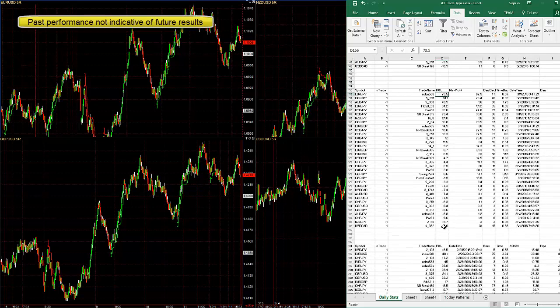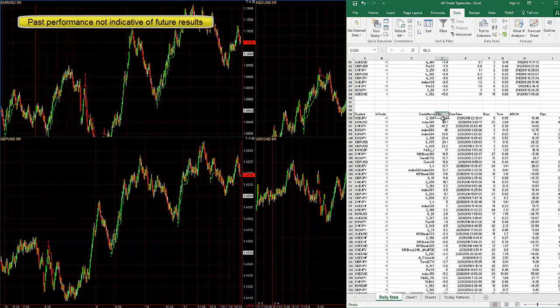Here's Tuesday, 305 pips. You know, not quite as good as last week. Last week, I think every day was over 500 pips. The average loss is 8 pips, a little bit higher than average. The average win, 19 pips, a little lower than average.